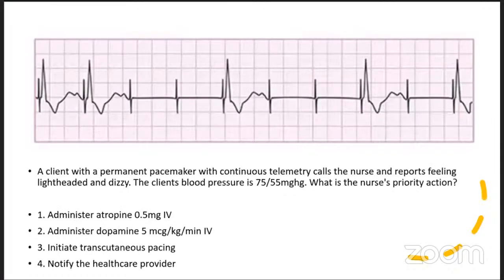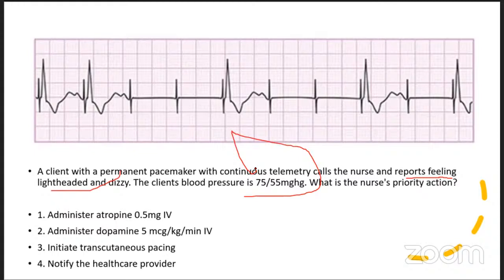A client with a permanent pacemaker, with continuous telemetry, calls the nurse and reports feeling lightheaded and dizzy. I'm already thinking unstable client, unstable client, unstable client. That's why they are telling you those. Always ask yourself, why didn't they just say client with permanent pacemaker, blah, blah? Why did they have to tell you he's lightheaded and dizzy? Why did they have to give us this hypotensive reading? What would be your priority action? So that's what they're asking me.